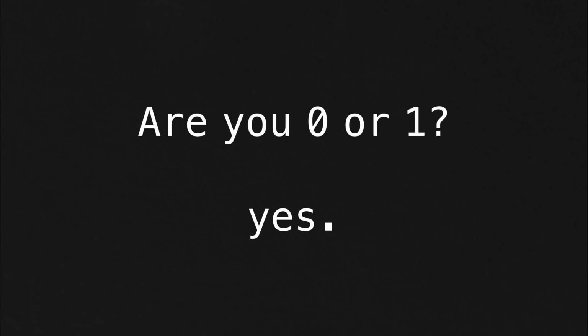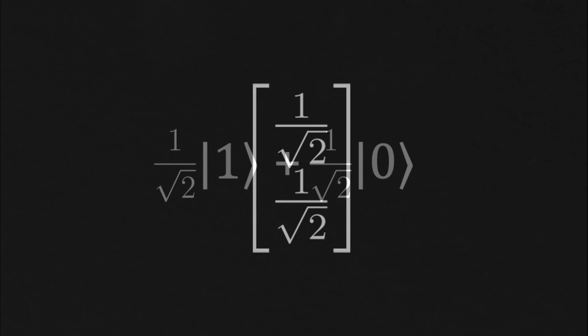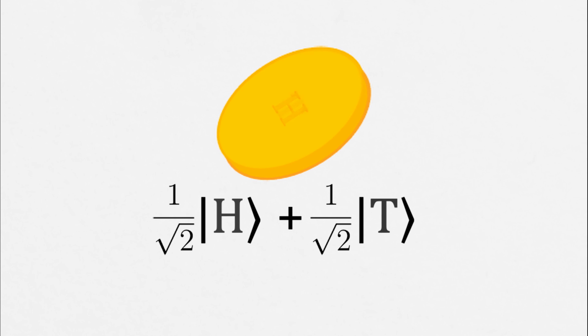A classical bit can only be 0 or 1, while a quantum bit can be a superposition of both. To express this superposition, physicists use bracket notation and linear algebra. For example, it's 50-50 whether a coin spinning in the air is heads up or heads down. The state of being heads or tails is expressed in these brackets, and the square roots of the probabilities are the coefficients. 1 over root 2 squared is 1/2, meaning a probability of 50%.